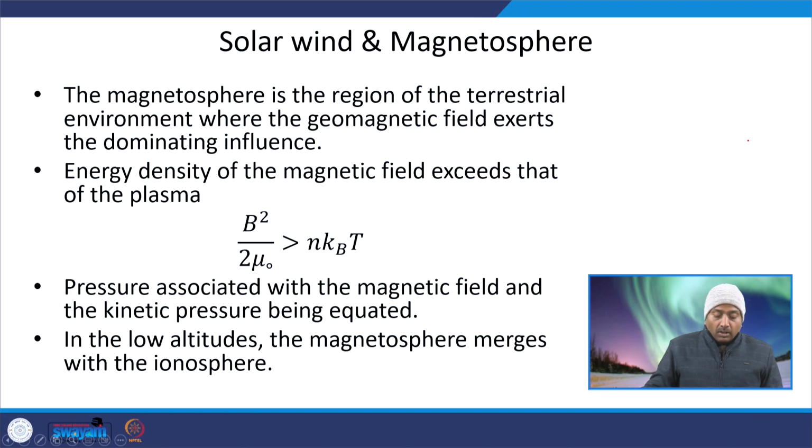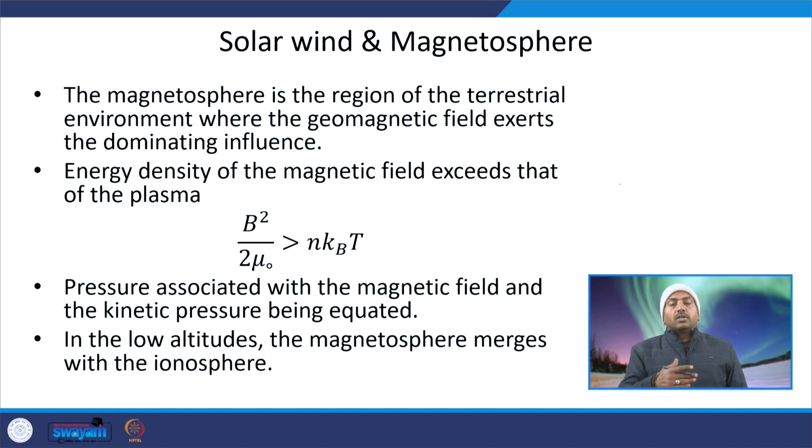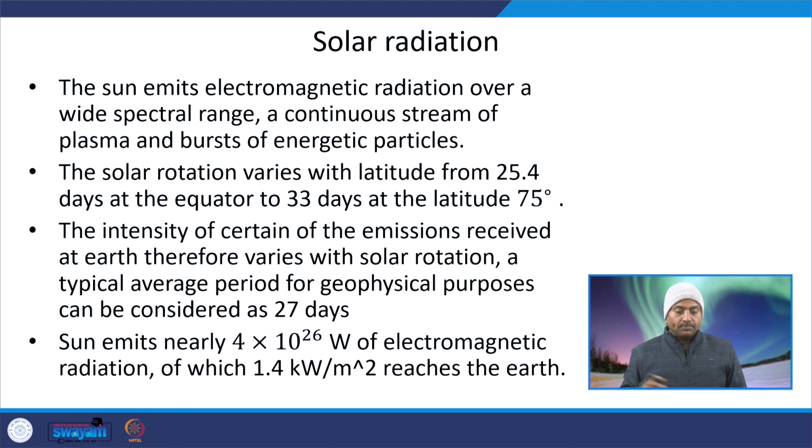Now, what happens at the low altitudes? At the magnetospheric low altitudes, the magnetosphere merges with the ionosphere. The ionosphere extends, and some of the ionosphere is also in the thermosphere, which is also part of the ionosphere, and it merges very well with the magnetosphere. So, in a continuum, these different regions of the Earth's atmosphere can be found, right?